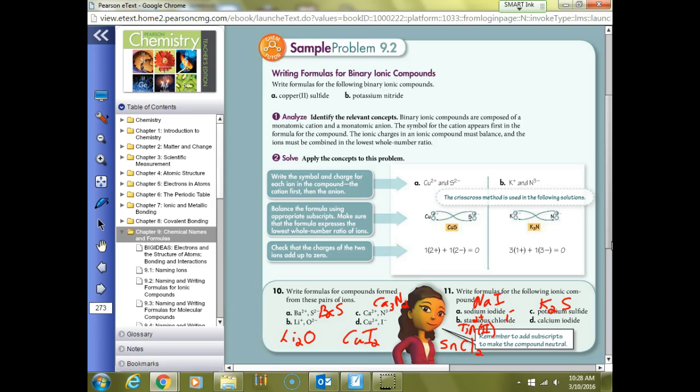Calcium iodide. Carol? Just CaI? What's the charge on calcium? CaI2. Because calcium has a positive 2 charge, iodide has a negative 1.